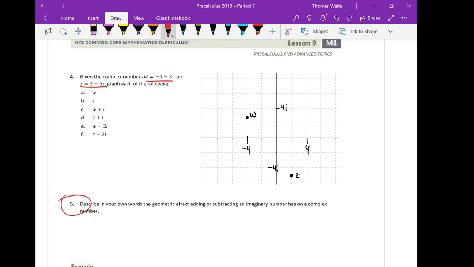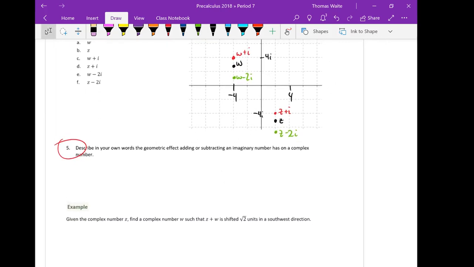Now this time we're adding one imaginary number to each. Well, w, if it had an imaginary part of 3i and I add 1 to it, it's going to go up to 4i. So w plus i goes up. Z plus i is going to do the same thing. And then w minus 2i, and z minus 2i is just going to be down there. So same thing here, we're seeing a shift. As we added an imaginary part, it went up. As we subtracted an imaginary part, it went down.